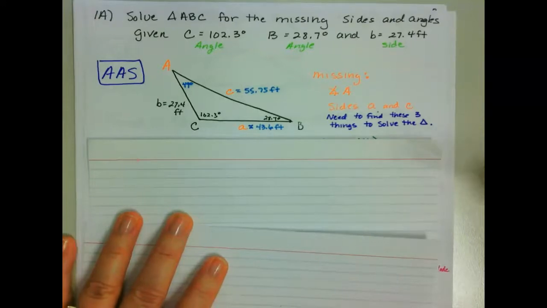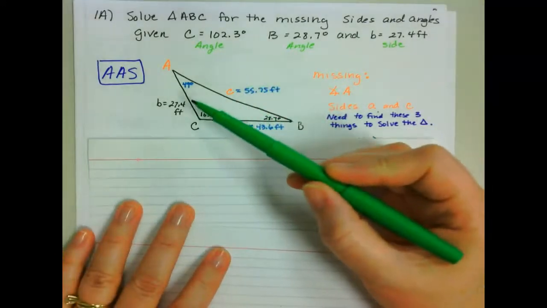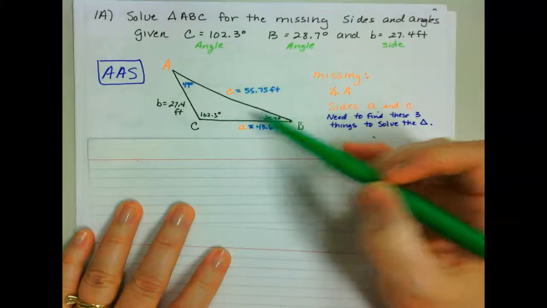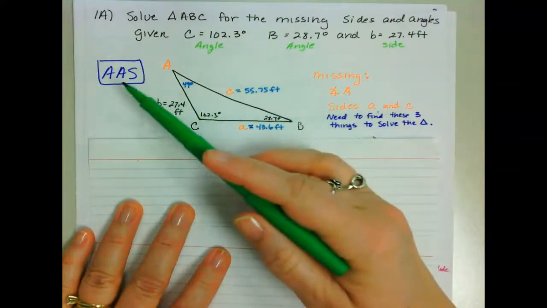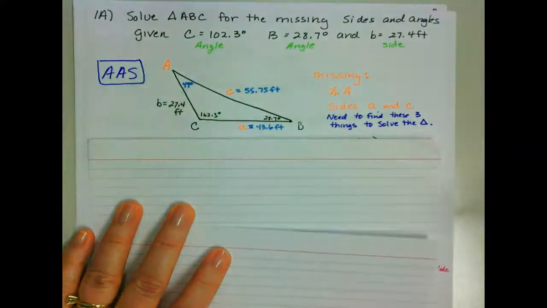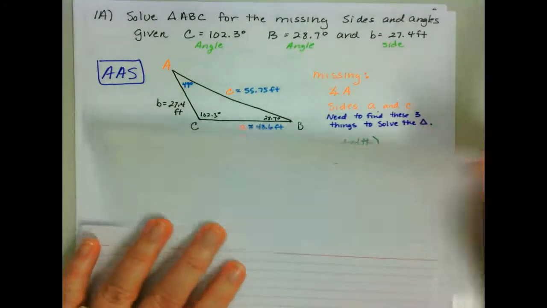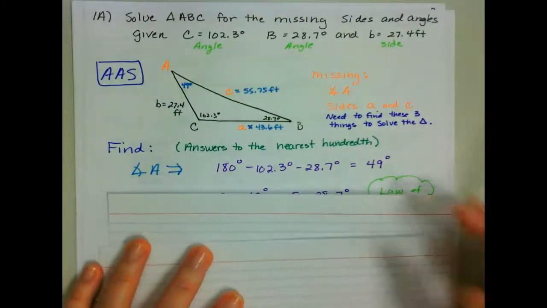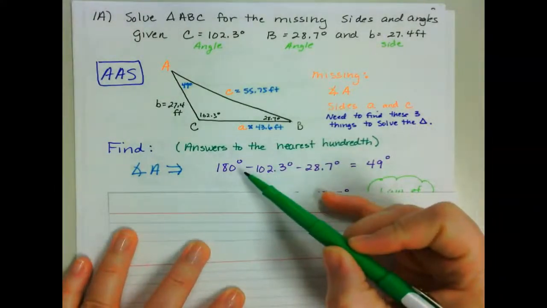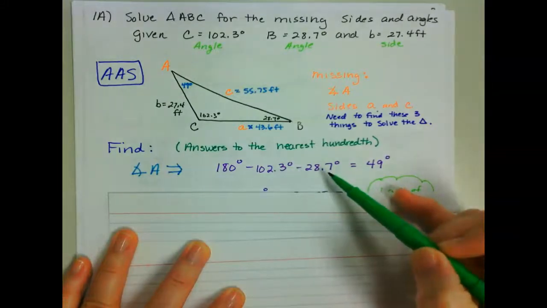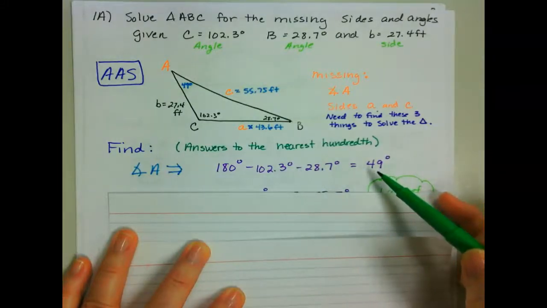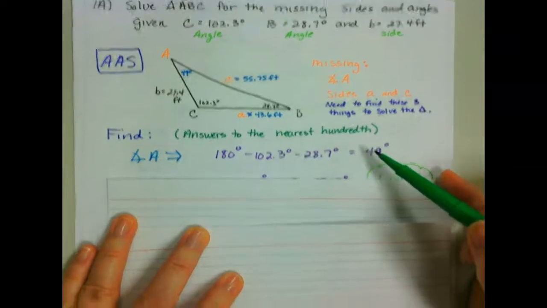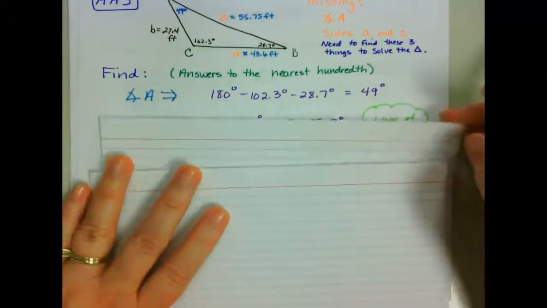Before I do anything, I want to classify this. So I have an angle and a side. So it's angle, angle, side, which means I don't have to worry about the ambiguous case. I can just solve my triangle. All right, so first we're going to find A, and to find A we take 180 degrees and subtract the 2 given angles, and that tells us that angle A is 49 degrees. So I found one of my 3 things that I'm looking for.